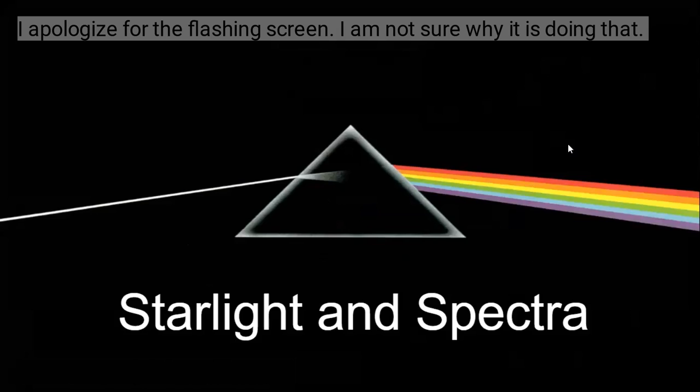And of course, I love Pink Floyd. If you are familiar with this album cover, even if you're not, you can see that we have white light that's entering on the left. The triangle represents a prism that is then breaking apart the light into its component colors as it leaves the prism on the right.